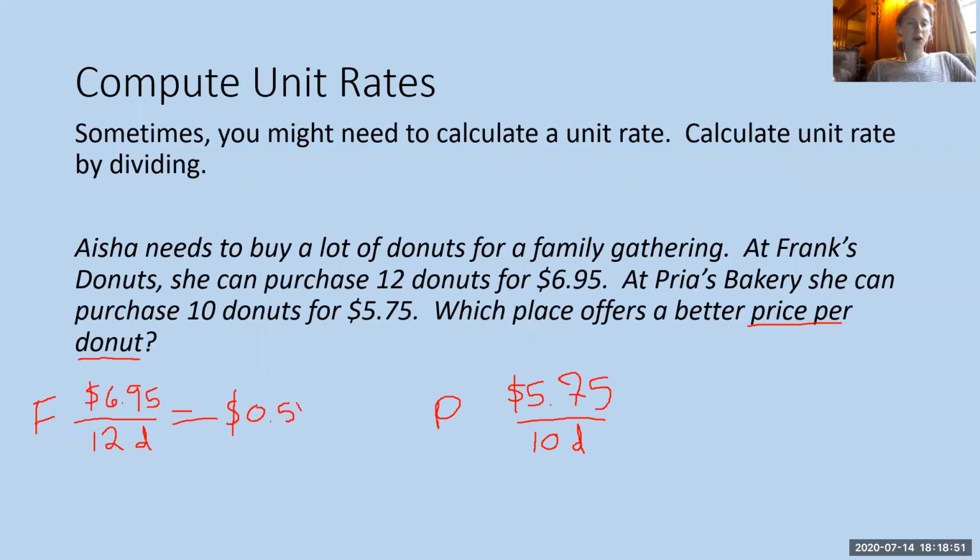But then remember, this is cost or price that we're talking about here. So we want to be thinking about dollars and cents. Our cents are hundredths, right? They only go out to the hundredths place. We don't usually deal with prices out to the thousandths place. So we want to round this price to the nearest cent. So if we've got a 7 with a 9 next to it, that means we're going to round up to 58 cents. So at Frank's, it's about 58 cents per donut.